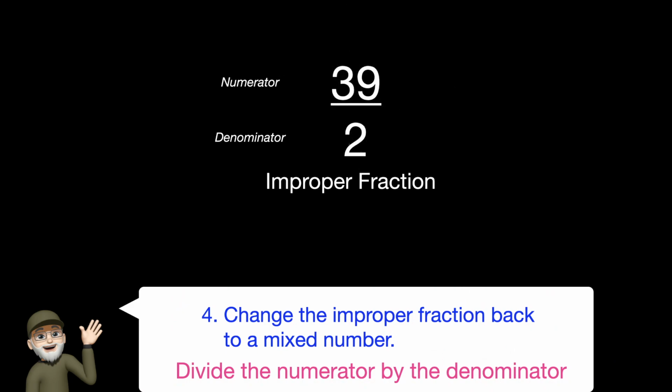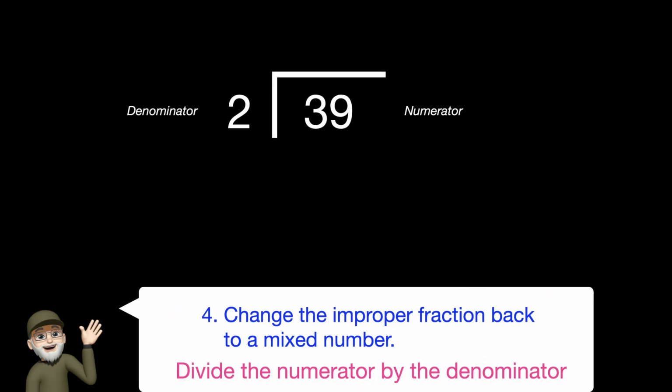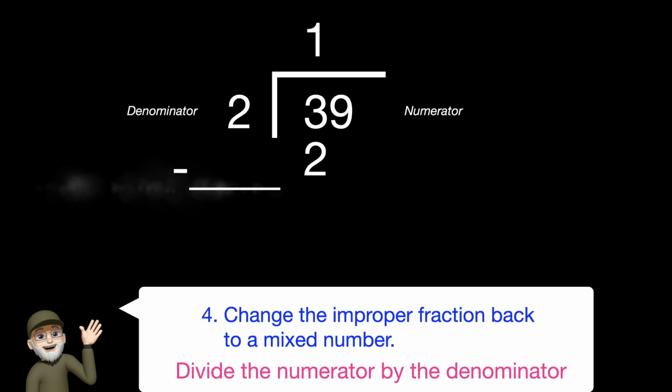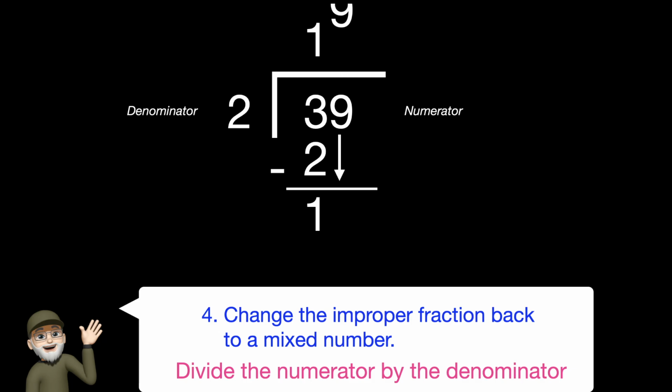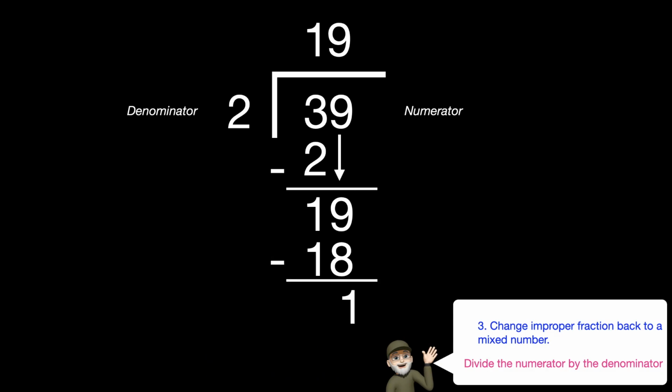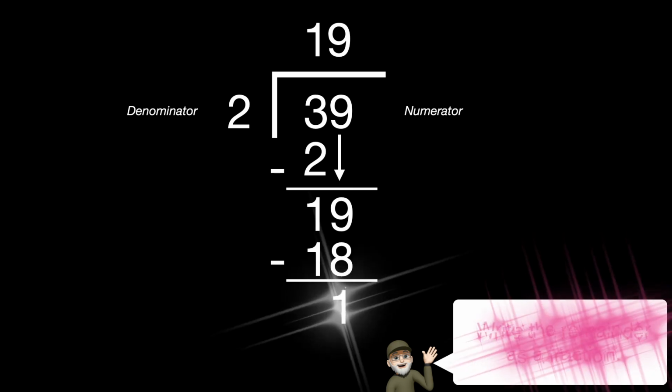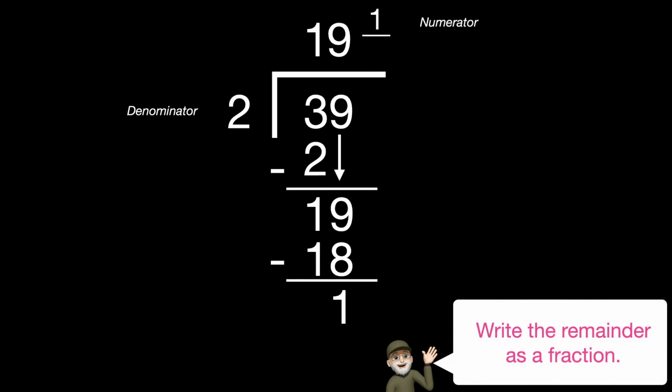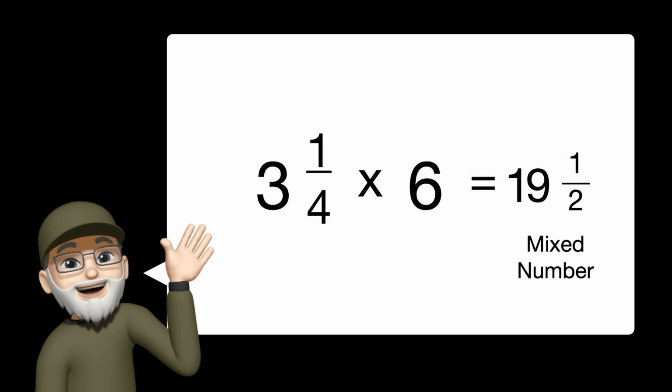To do that, we're going to divide the numerator by the denominator. You're going to need your long division skills for this, but if you use those skills, you're going to come up with an answer of 19 with a remainder of 1. Remember, your remainder for these kind of problems needs to be written as a fraction. So that 1 we're going to put up top as the numerator. Our denominator will still be the 2 that we were using before. That will give you an answer of 19 1/2, which is in the form of a mixed number.